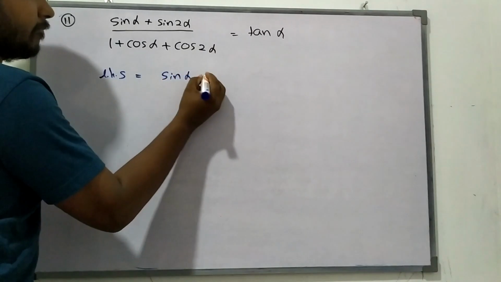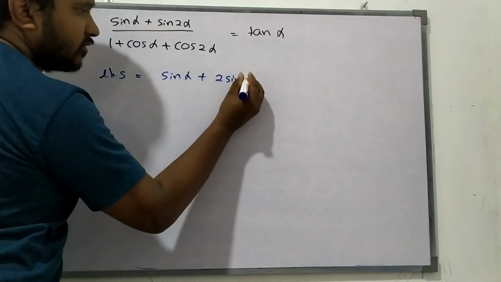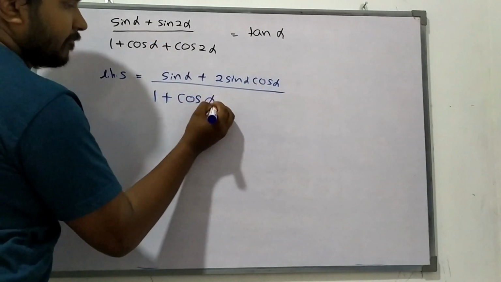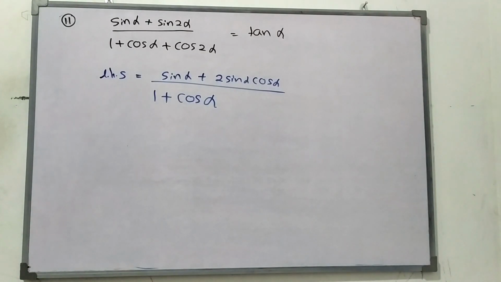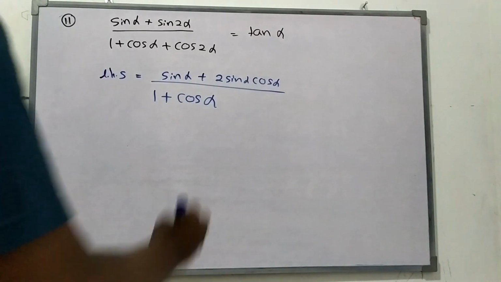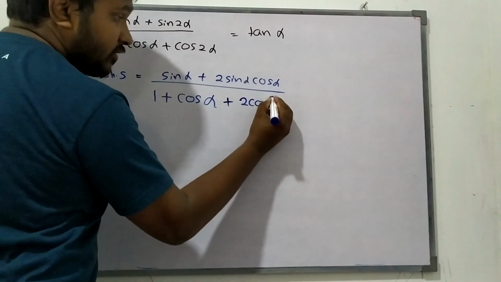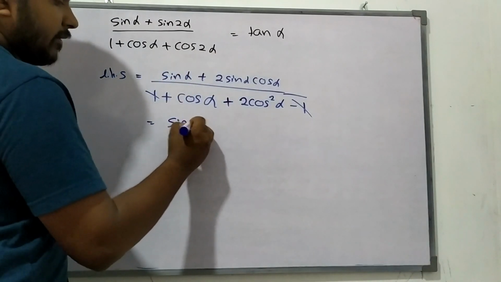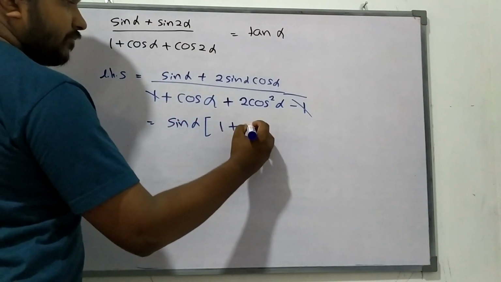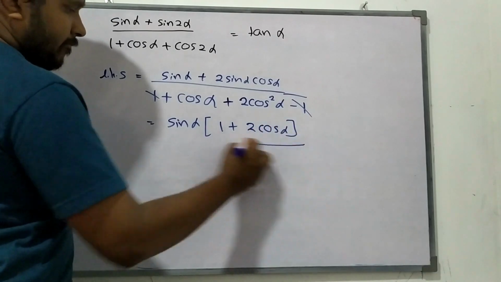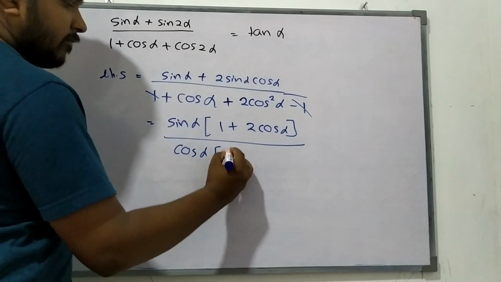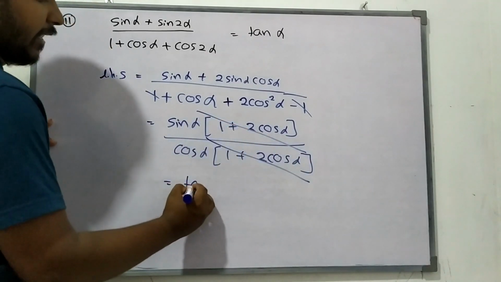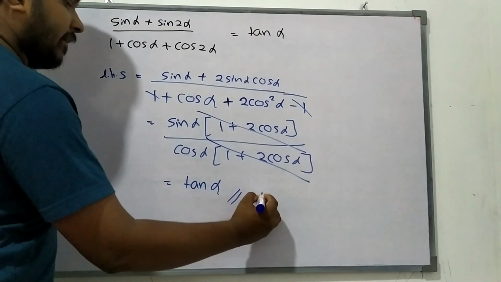Sin 2 alpha is 2 sin alpha cos alpha, right? 1 plus cos alpha. What about cos 2 alpha? Cos 2 alpha can be written with only sin or only cos. These two get cancelled. Sin alpha comes out of 1 plus 2 cos alpha over here, cos alpha comes out of 1 plus 2 cos alpha, which is tan alpha. Right hand side.